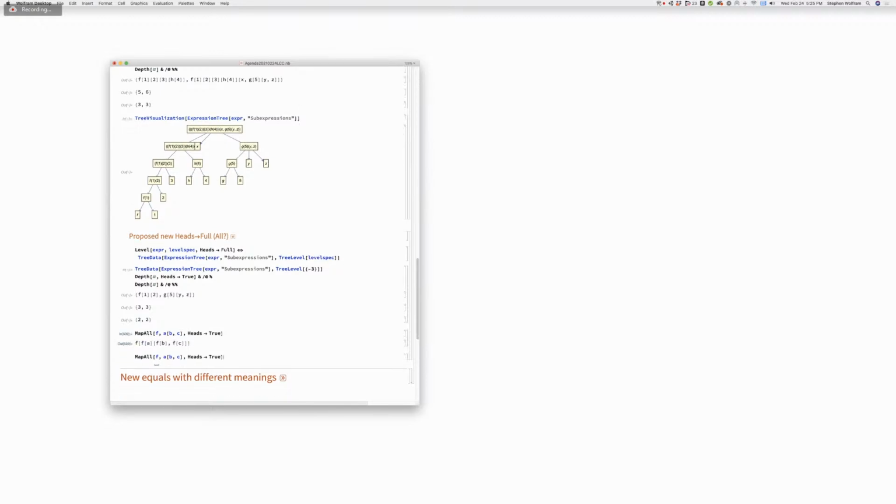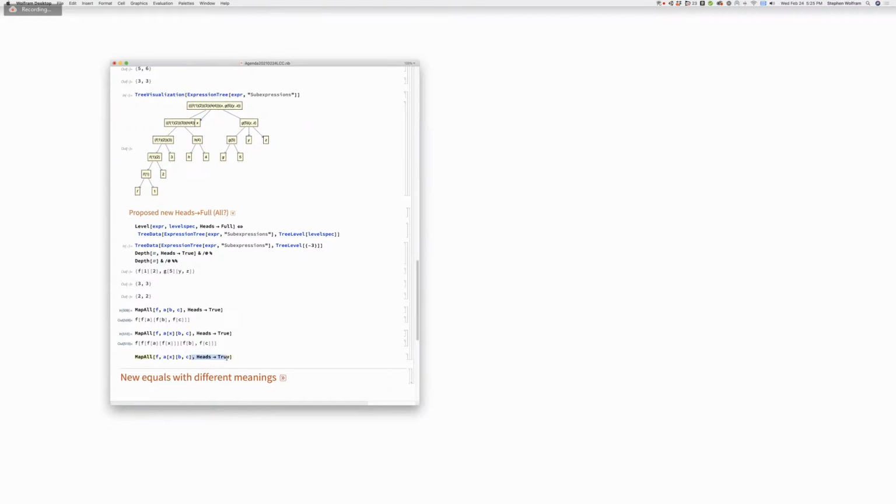It would for map. Wait a second. If I say this, oh, I see. That's already burrowing into the head, so to speak. It only affects negative levels. No, wait a second. So map all normally doesn't burrow into the head, right? Correct. But with heads to true, it burrows. Yep.